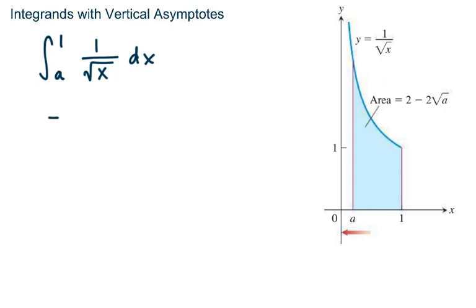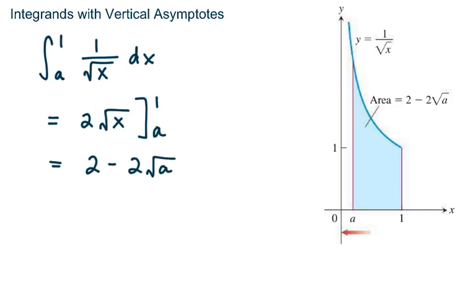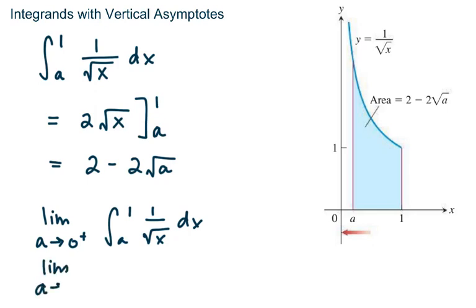So we would solve this integral and we would get 2 square root of x, evaluated from a to 1, which simplifies to 2 minus 2 square roots of a. So then what we have to do is look at the limit as a approaches 0 from the right of that integral from a to 1 of 1 over the square root of x dx, or rather the limit as a approaches 0 from the right of 2 minus 2 square roots of a. And of course, as you look at square root of a approaching 0 from the right, that's going to go to 0. So my output value here is 2.